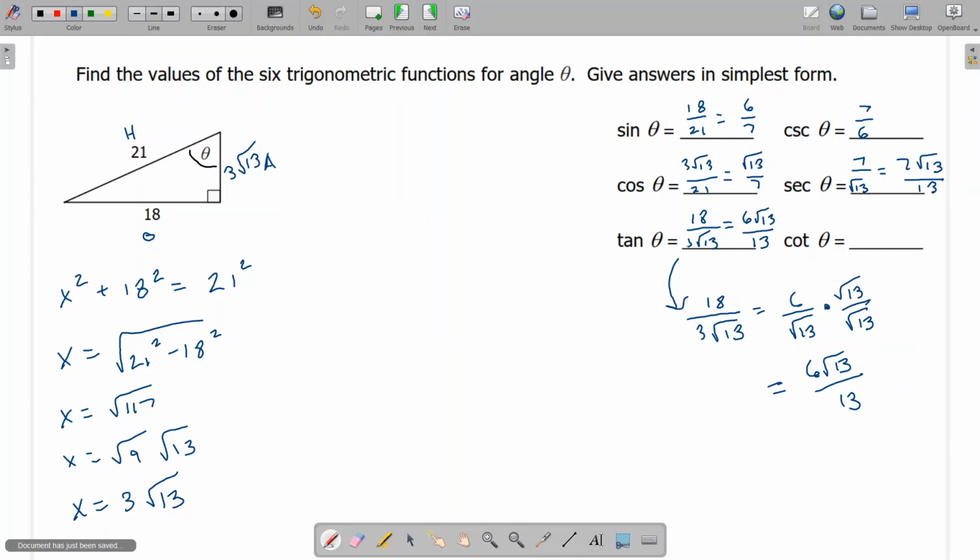So then cotangent, remember I should probably look before I rationalized to get my reciprocal. So I'm going to have 3 radical 13 over 18, and then I can reduce 3 over 18 to 1 over 6 to get radical 13 over 6. And there we go. There are all 6 trig functions for angle theta.